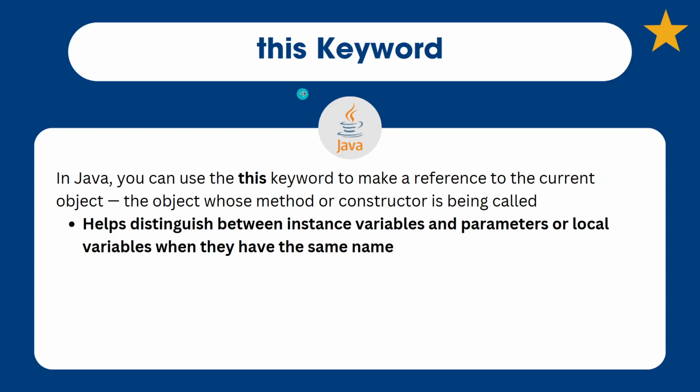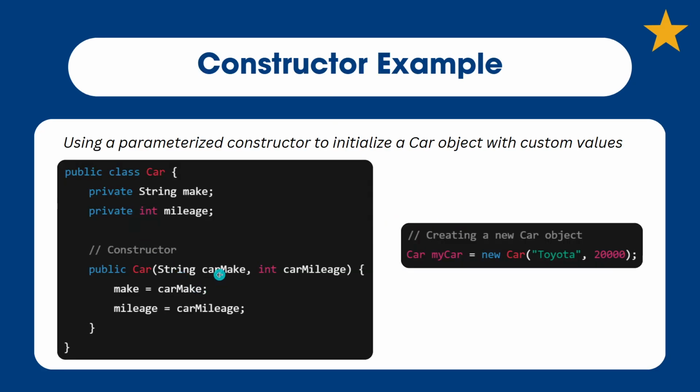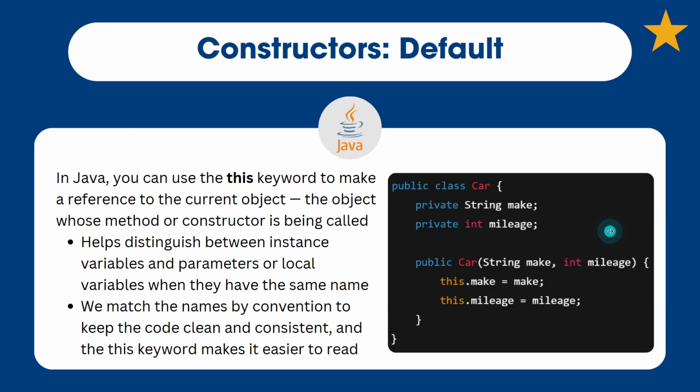All right, so the this keyword in Java, you can use the this keyword to make a reference to the current object. Why is this useful? Because it helps distinguish between instance variables, your attributes, and the parameters or local variables when they have the same name. So I'm going to call this make here and make here. If I want them to be make equal to make, that looks confusing. So we're actually going to use the this keyword. And this is going to allow me to match the parameter name to the attribute name.